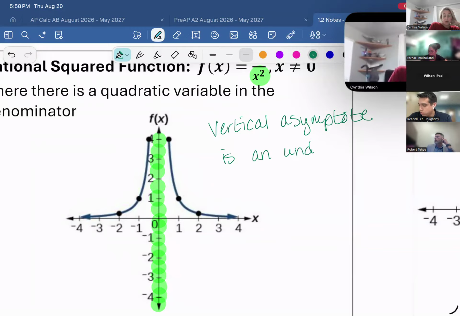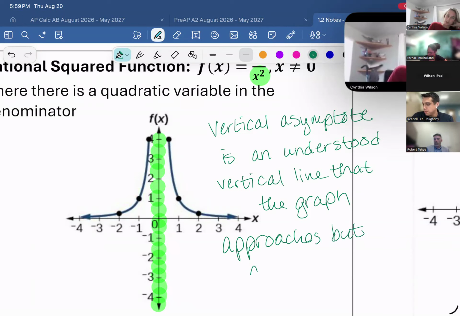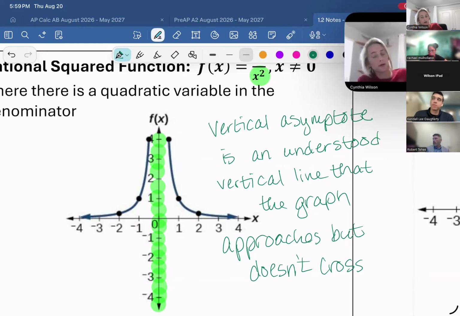Understood, which means it's there, but it's not. That the graph approaches, but doesn't cross. So it's going to get really annoyingly close to that vertical asymptote, but it's never going to cross that vertical asymptote. Okay.